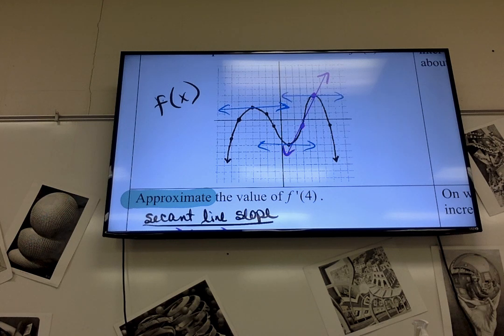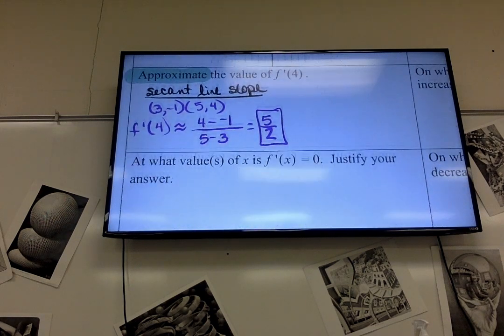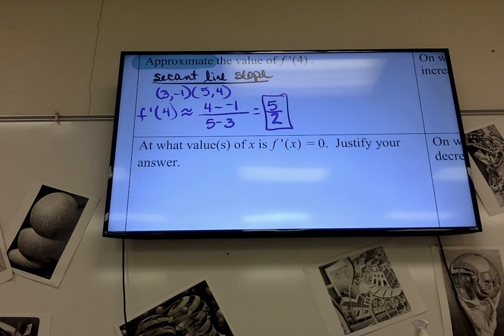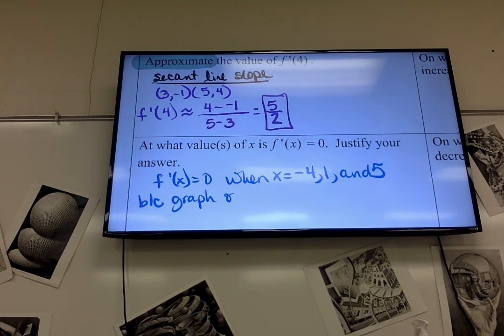Do we have to do any math? Counting. Well, this is math, but yeah. So f prime of x equals 0 when x is what? -4, 1, and 5. Because it's a min or max. What else do you know about the tangent? Because the slope of the tangent line is 0. Yes, horizontal. All of those were fine.